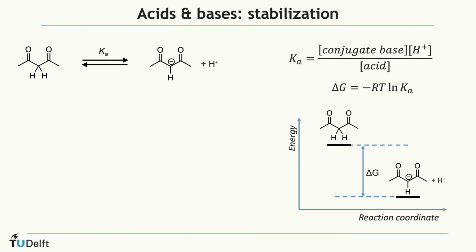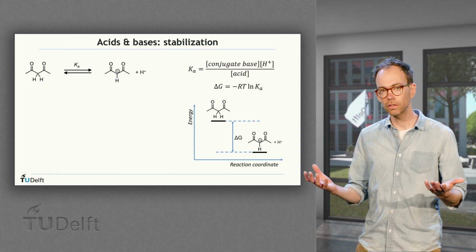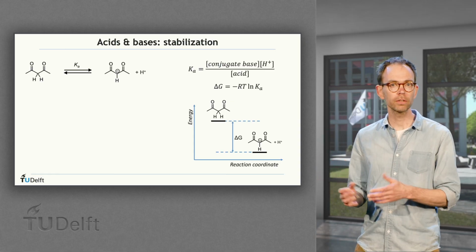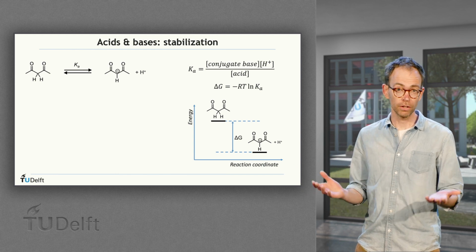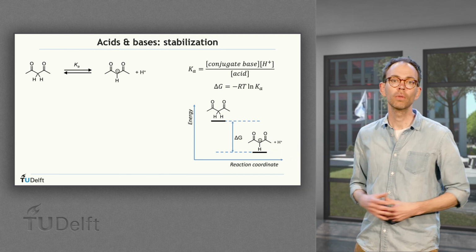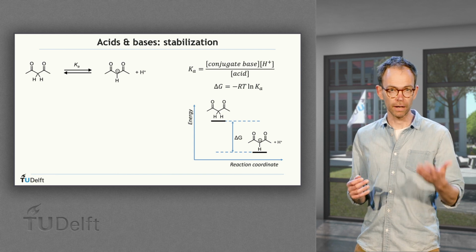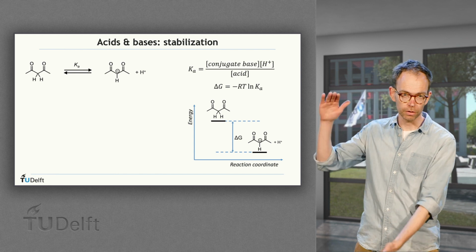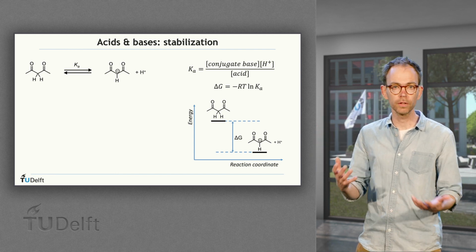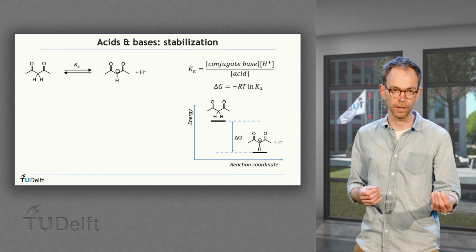When we look at acid-base equilibrium, we have an equilibrium between an acid and the conjugate base. We can plot this in a graph in terms of energy, so that there is a starting material, that's the acid, and then there is a product, that is the conjugate base, plus a proton. These two situations have different energies. It's this difference in energy that tells us the position of the equilibrium. The larger the difference in energy, the more the equilibrium will be on the product side.